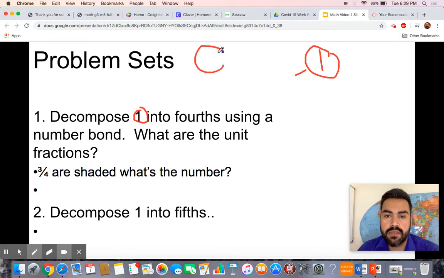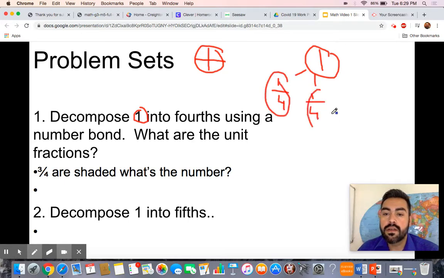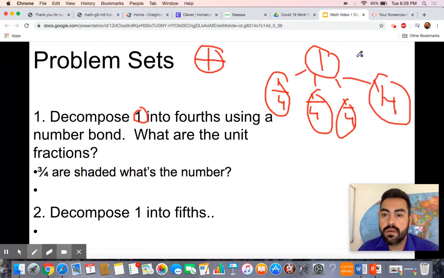So here's my beautiful apple. Here's a picture. 1/4, 1/4, 1/4, 1/4. That's how the picture would look. In a number bond, this is how we will represent it. So 1/4 plus 1/4 plus 1/4 plus 1/4 equals 4/4 or 1.